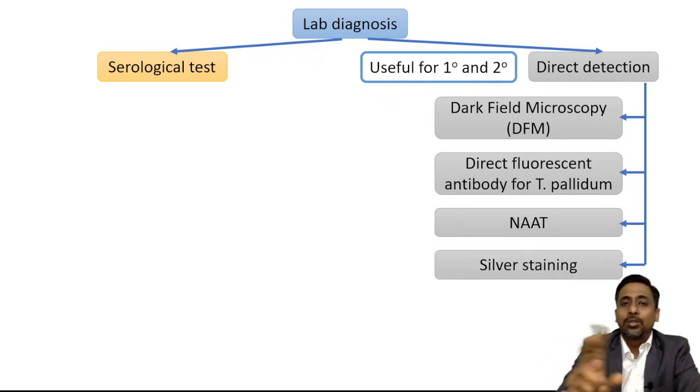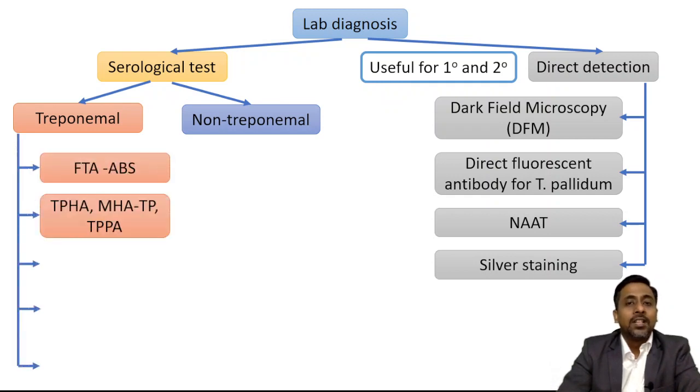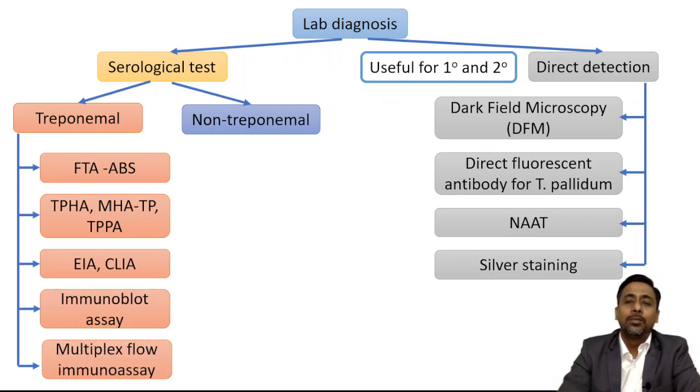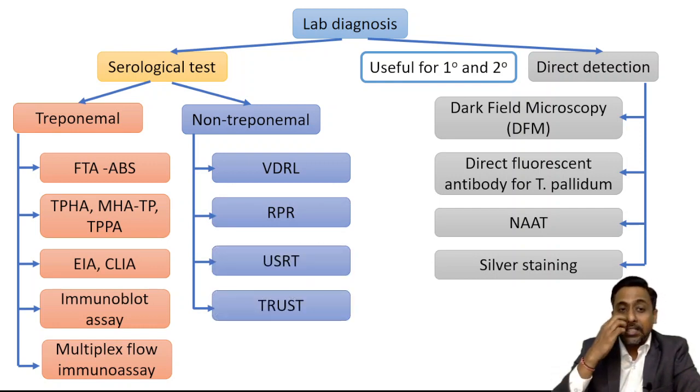Serological test is further divided into two types. One is specific for treponemes, that is known as treponemal test, and one is non-specific for treponemes, that is called non-treponemal test. The treponemal tests include FTA-ABS, TPHA, MHA-TP or TPPA, EIA or CLIA, immunoblot assay or multiplex flow immunoassay. And non-treponemal tests include VDRL, RPR, USR and TRUST. So these are the various tests which can be performed for diagnosing a case of syphilis. So we'll go one by one.